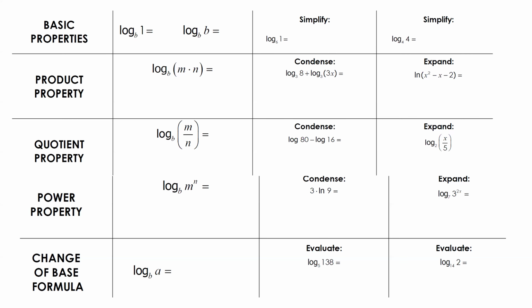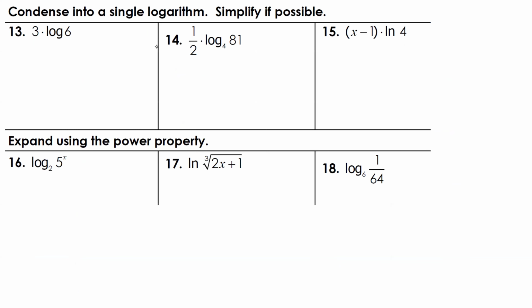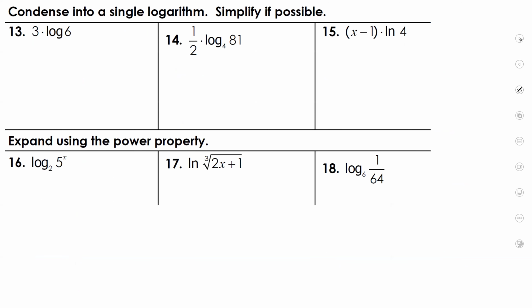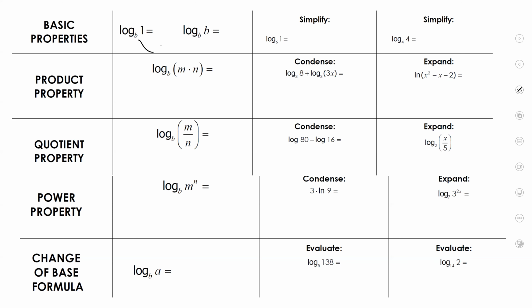Today we're going to go over the properties of logarithms. So let's go over the basic properties first. This first one, b to what power would give you 1? 0, because anything to the power of 0 is 1.